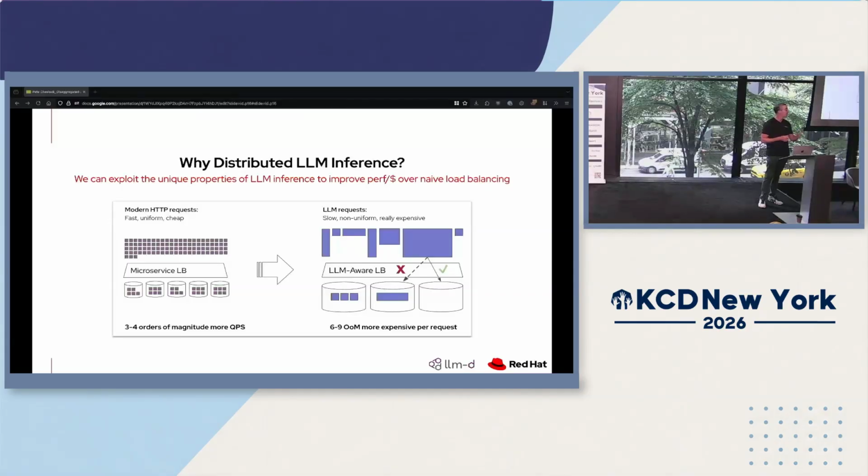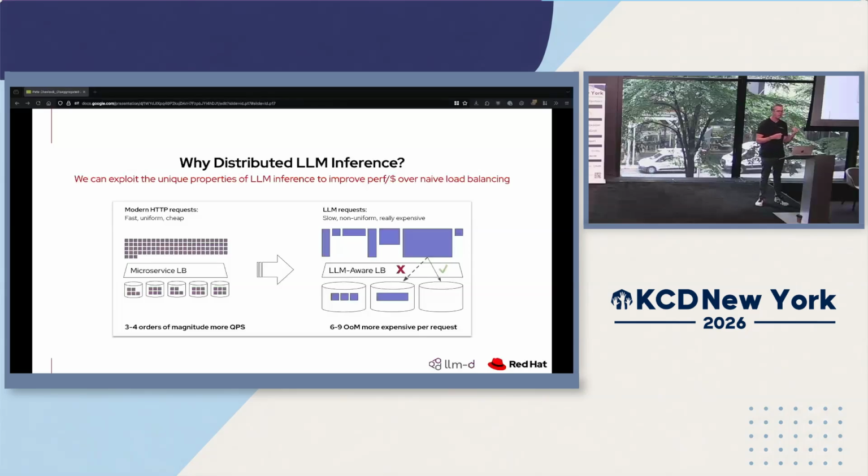LLM requests, again, they look nothing like traditional web traffic. They're slow, they're completely non-uniform, and they're really, really expensive. You could have a request that is a very tiny prompt, but it runs a massive long generation phase, right? These are hard to optimize. Or you have these highly repeated patterns happening in agentic workflows and multi-turn chat. So this gives us an opportunity to exploit the system.